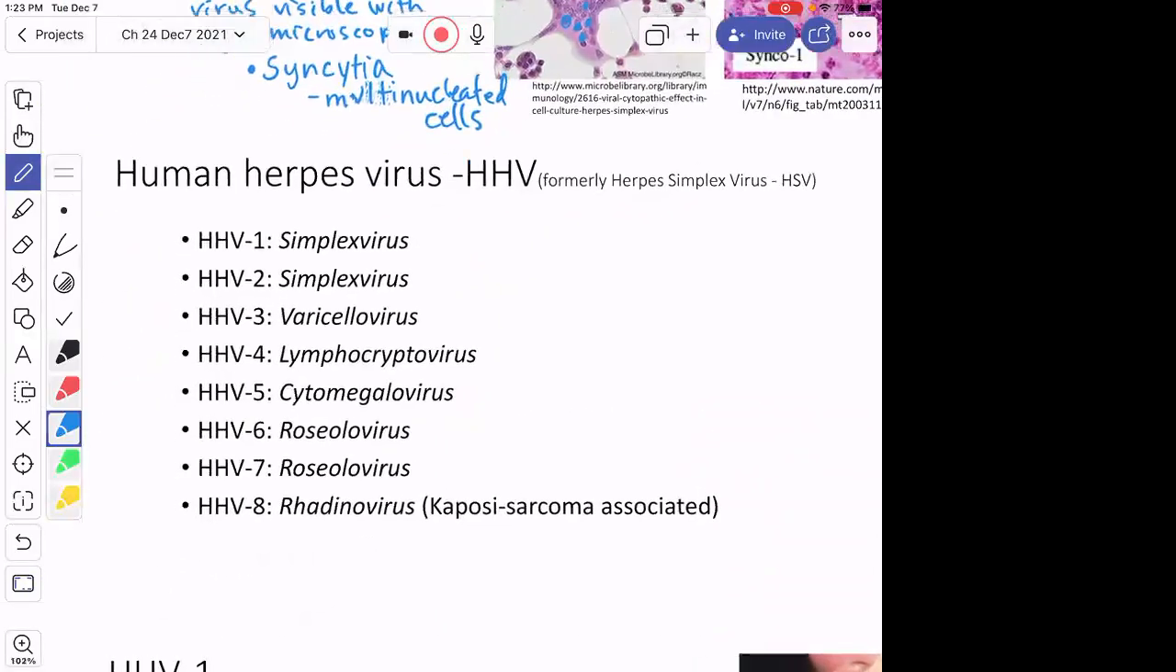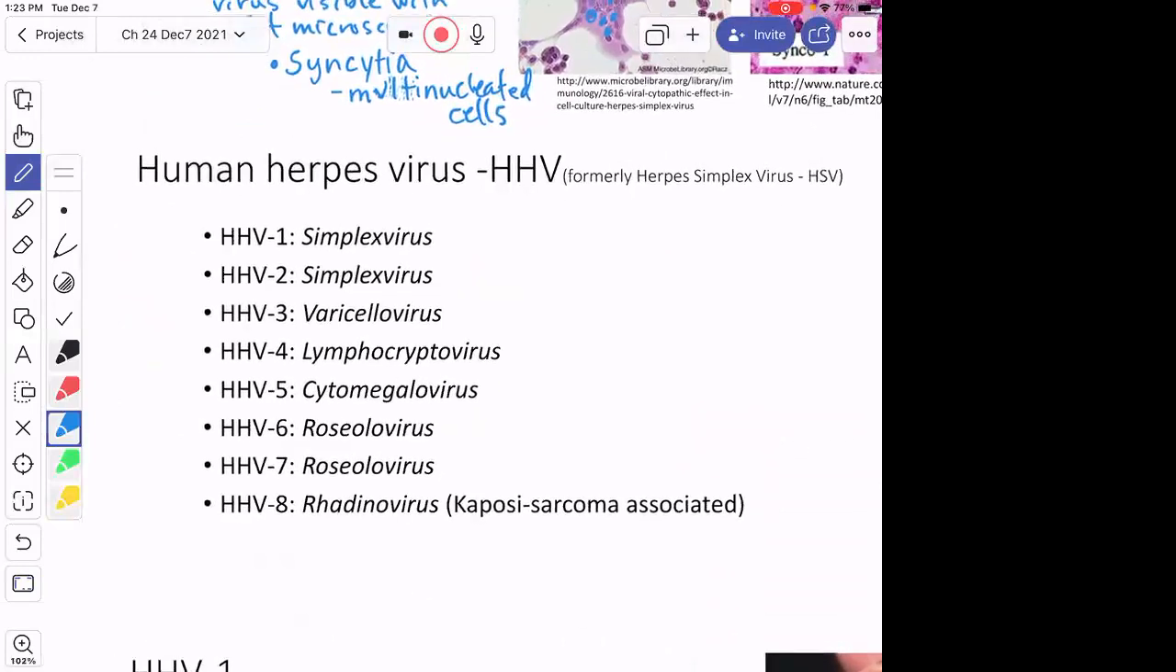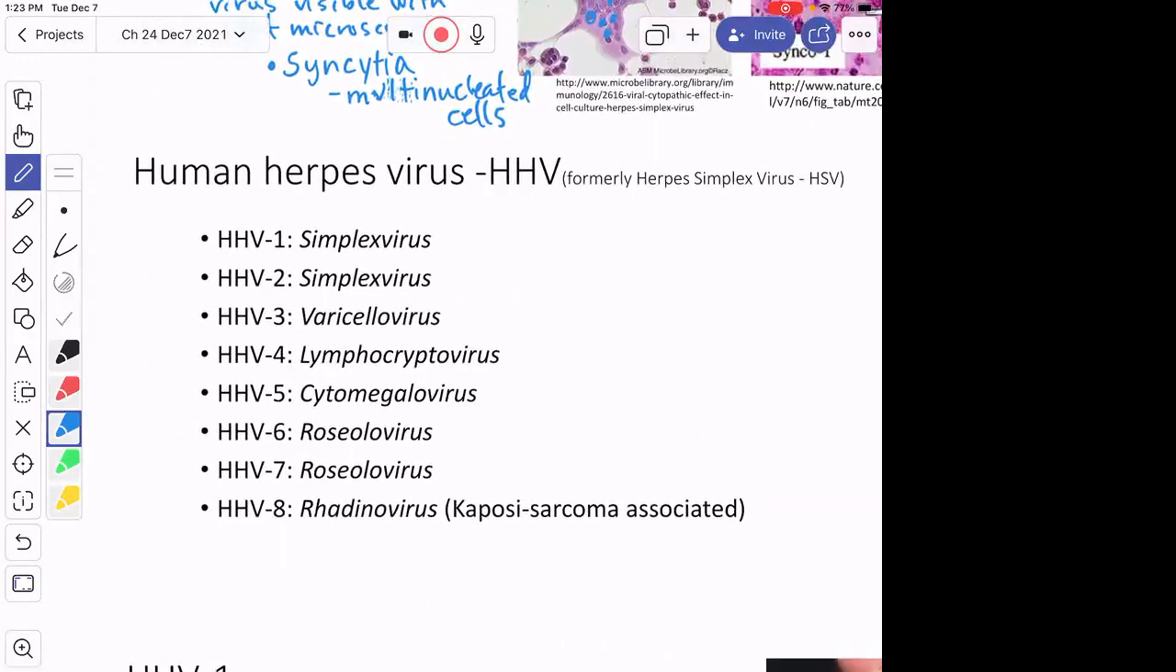All right, so let's look more closely at some of the different herpes viruses that are out there. There are actually 9. When I looked this up yesterday, I was like, oh, I need to update this. But the 9th one is just the one that's usually in monkeys and only very rarely infects humans. So we'll stick with this. We used to call it herpes simplex virus. At some point, they changed the name to human herpes virus, so HHV instead of HSV.